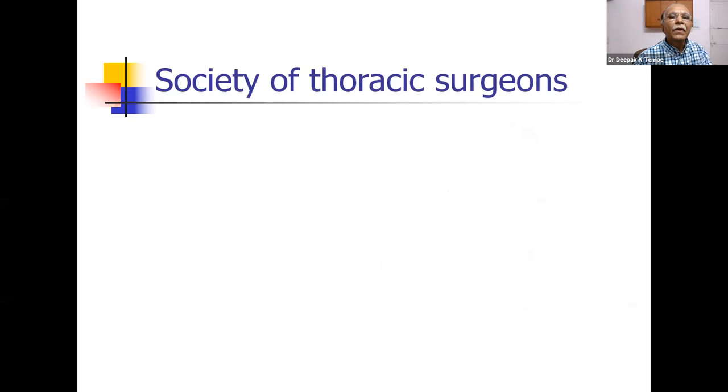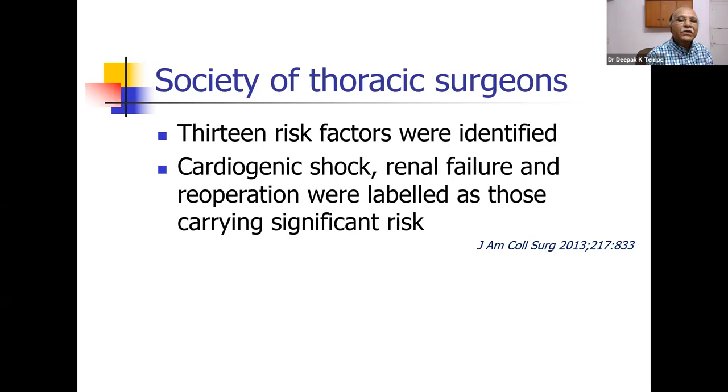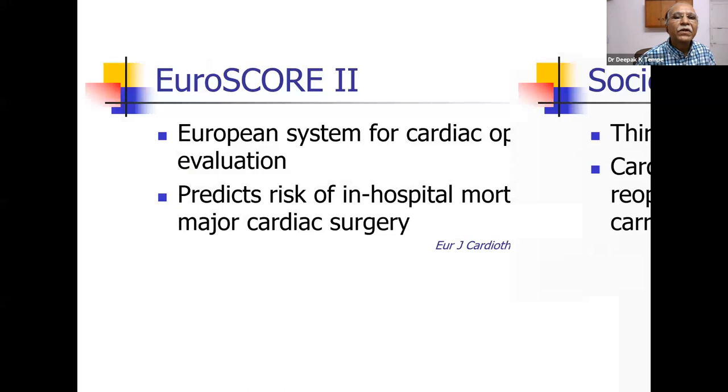Now, the Society of Thoracic Surgeons has given a scoring system, and they have identified 13 risk factors. This is relatively recent, in 2013. Cardiogenic shock, renal failure, and reoperation were labeled as those carrying significant risk. So they identified three risk factors. If your patient has these three risk factors, then he is likely to have a higher risk of morbidity and mortality.